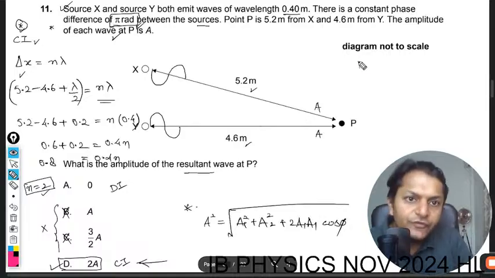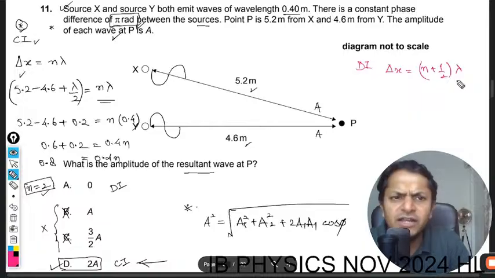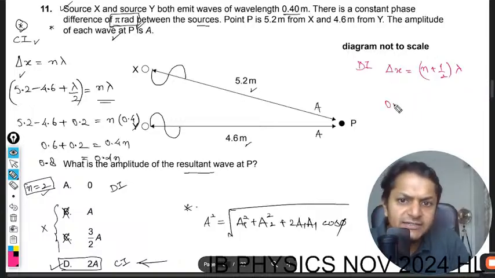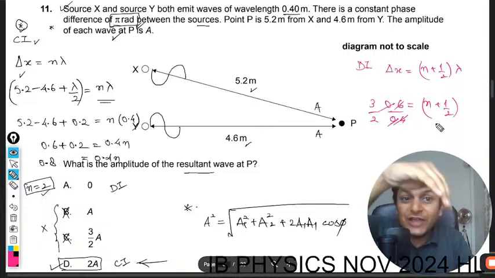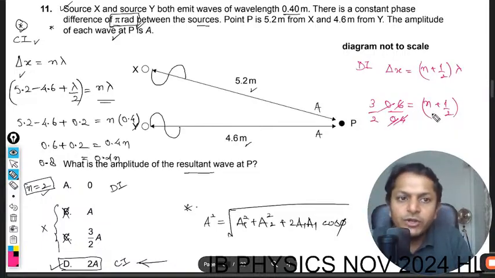Let us try. For the destructive interference, usually we take delta x equal to n plus half lambda in IB, but it could be n minus half also. That is not a problem. So let us see if n is coming an integer here or not. Delta x will be 5.2 minus this, which is 0.6, equal to n plus half times lambda, and lambda is 0.4, so that can go to this side. The decimal gets cancelled out. It is 3 by 2. So you are subtracting half from 3 by 2, 1.5 minus 0.5, so n is coming out to be 1.